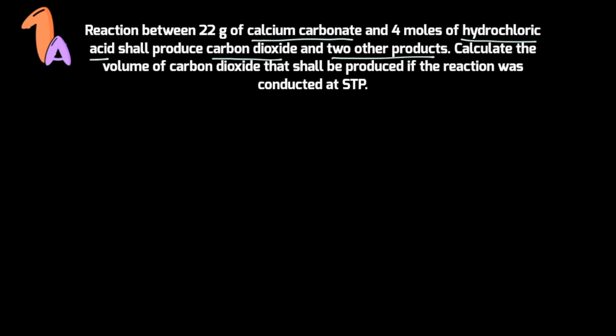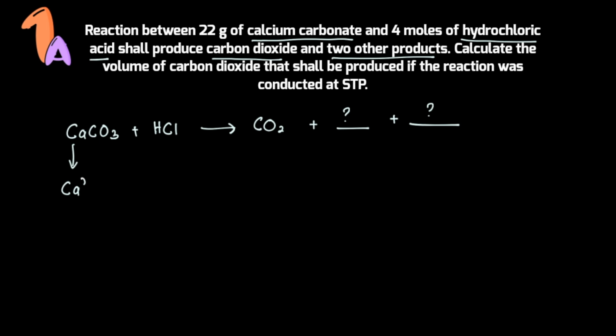So you have your calcium carbonate. You will react it with hydrochloric acid, which shall produce carbon dioxide and 2 other products. In order for you to predict what this product is, the easiest way is to write the ionic form of the reactant. So you have Ca, which is Ca2+, and your CO3 is CO3 2 minus, H is H plus, and Cl is Cl minus.